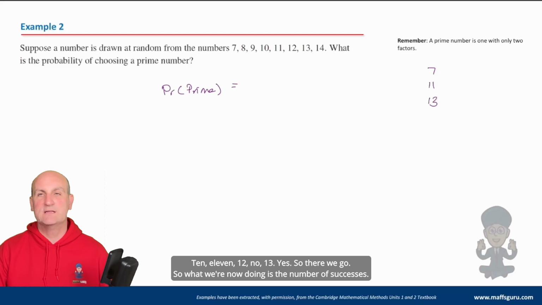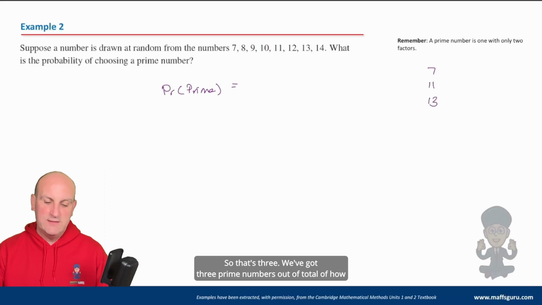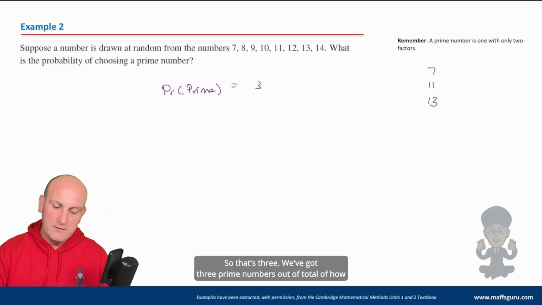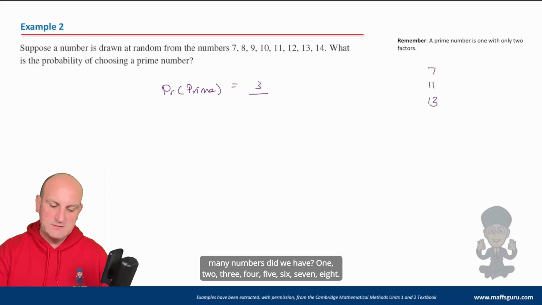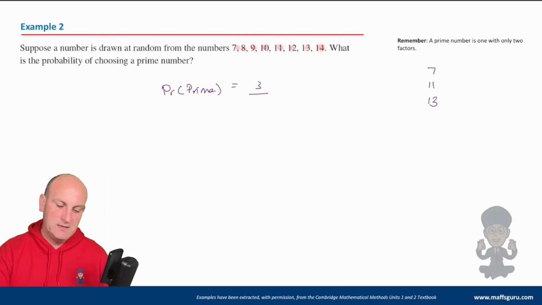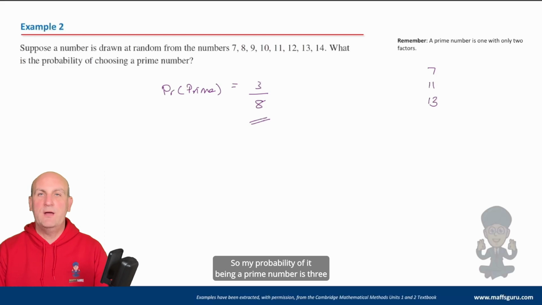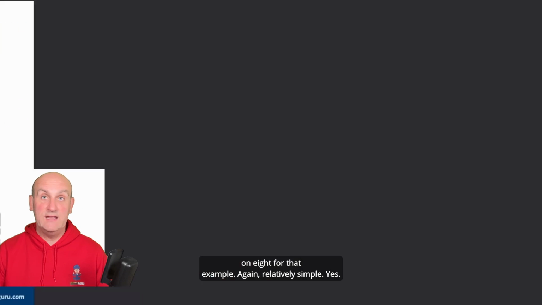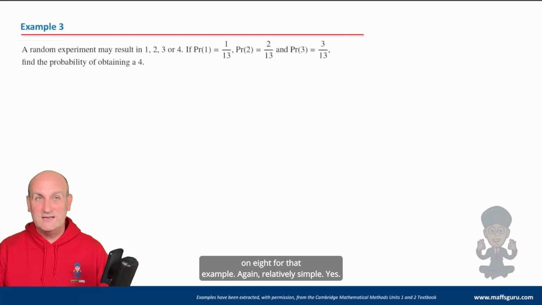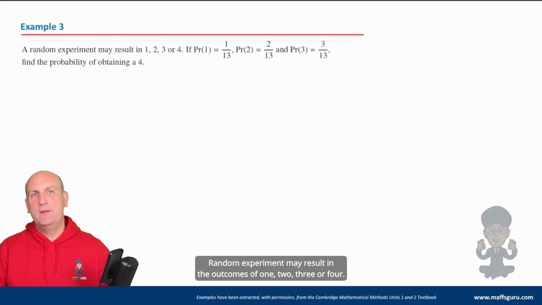So what we're now doing is the number of successes. So that's 3. We got 3 prime numbers out of a total of how many numbers did we have? 1, 2, 3, 4, 5, 6, 7, 8. Yep. And there we go, 8. So my probability of it being a prime number is 3 on 8 for that example. Again, relatively simple, yes?